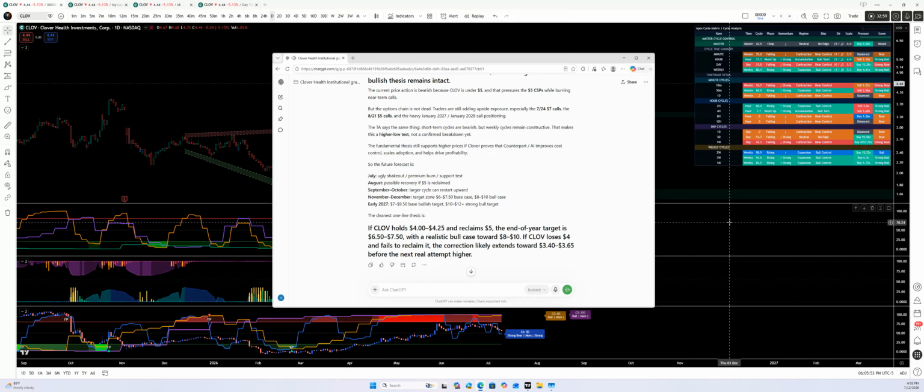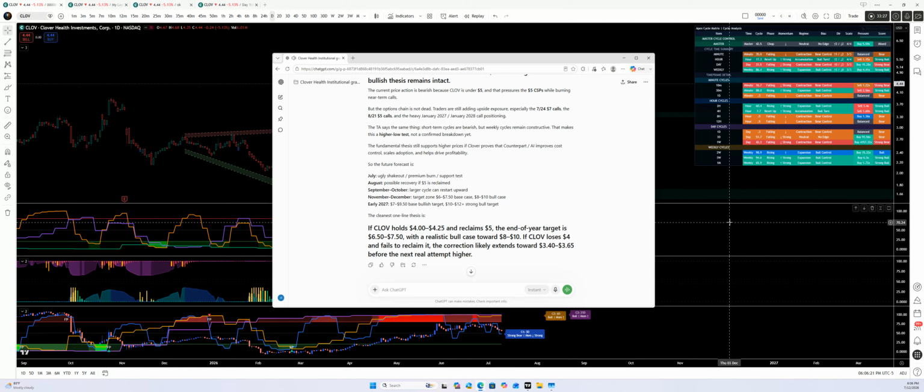Right now, $5 is the single most important level. Until CLOV reclaims $5, the short-term chain is still pressuring put sellers and burning calls. Number 2, options chain read. The options chain is mixed, not dead bearish. The bearish part is obvious. CLOV is under $5, so the market is burning the $5.50 and $6 calls. That makes the short-term chain bearish until price reclaims the $5 zone.